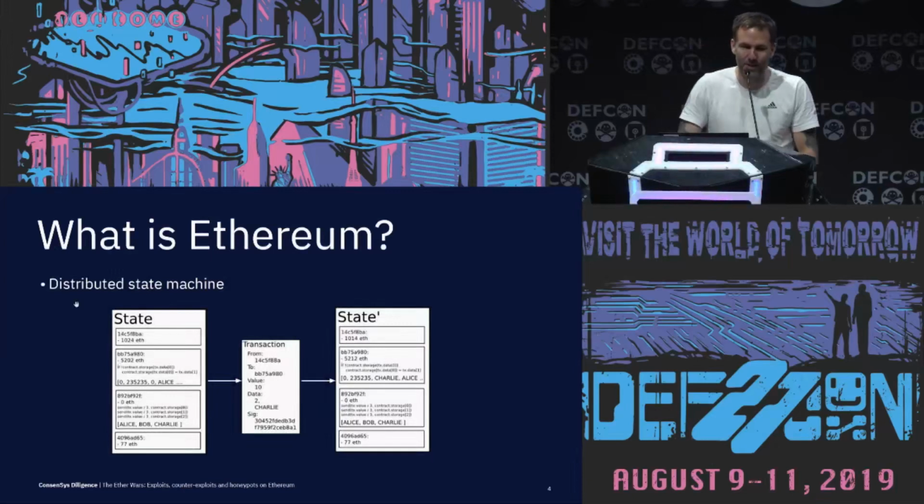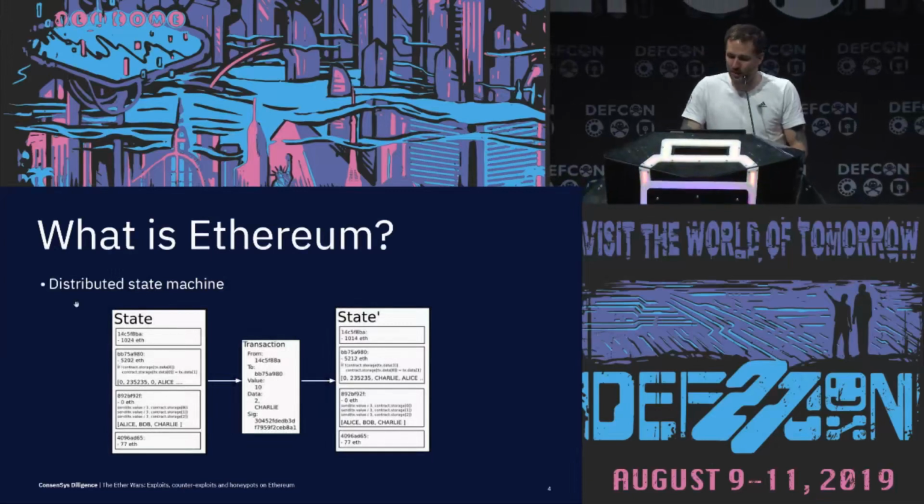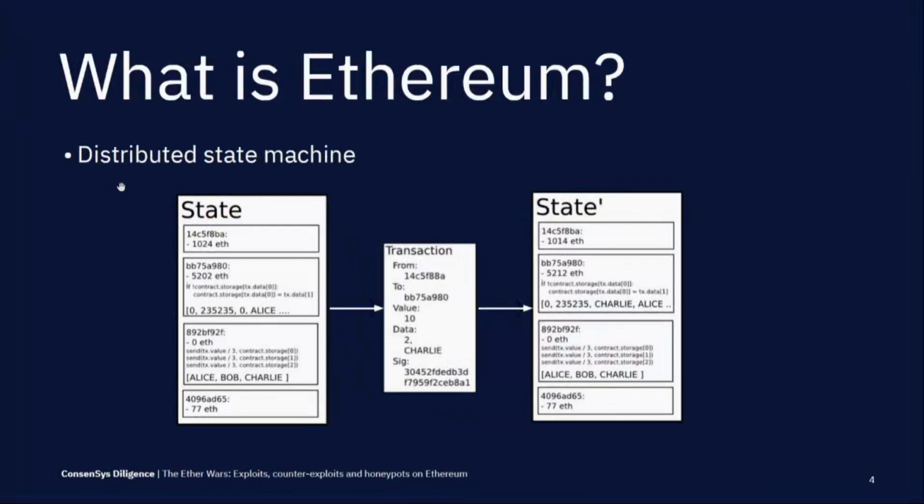A very brief intro to Ethereum. Ethereum is a blockchain network and it's a distributed state machine. So you have this so-called world state, and there's a huge network of nodes and they all agree on the same state, which includes account balances.